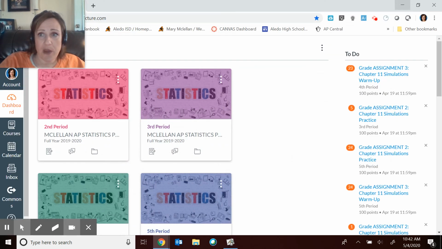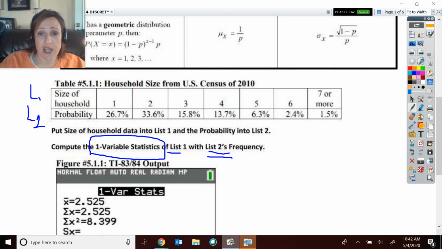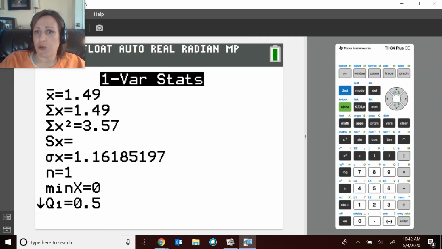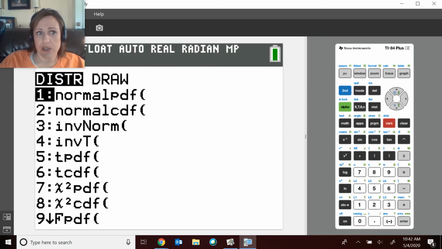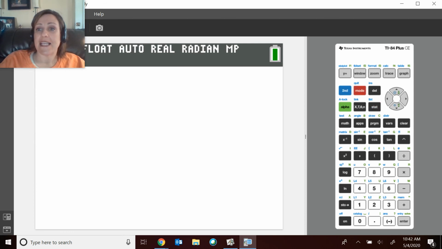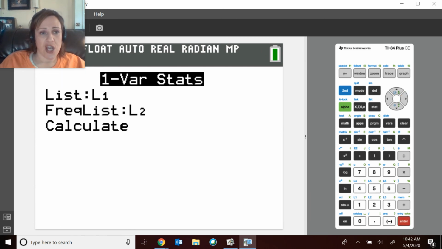Now, if you have an older calculator that doesn't have the updated operating system, then when you put that into your calculator, you would do the one variable stats of list 1. Let me see if this pulls up here. You would do the second stat. Sorry, still wrong. Stat over to calc, one variable stats of list 1 with list 2's frequency.